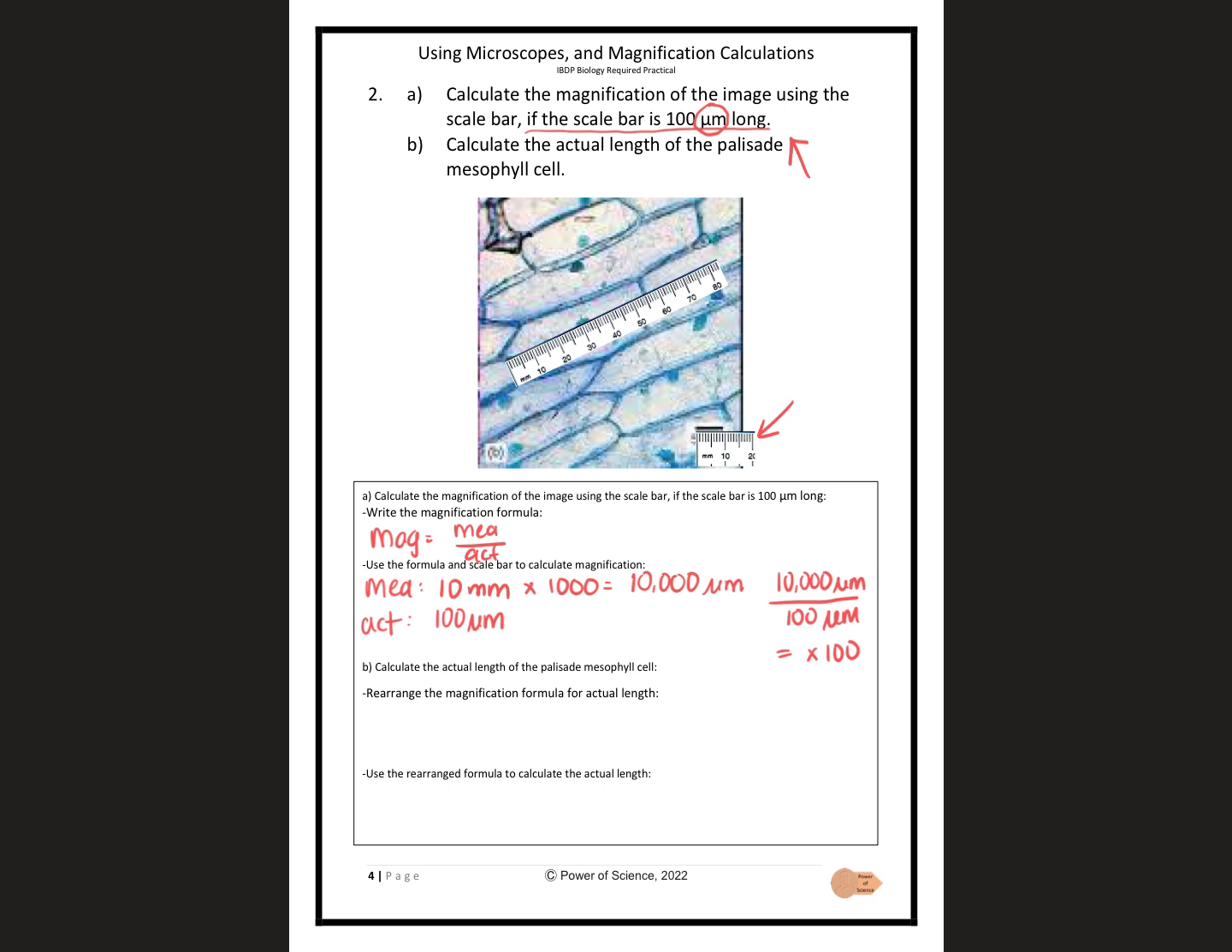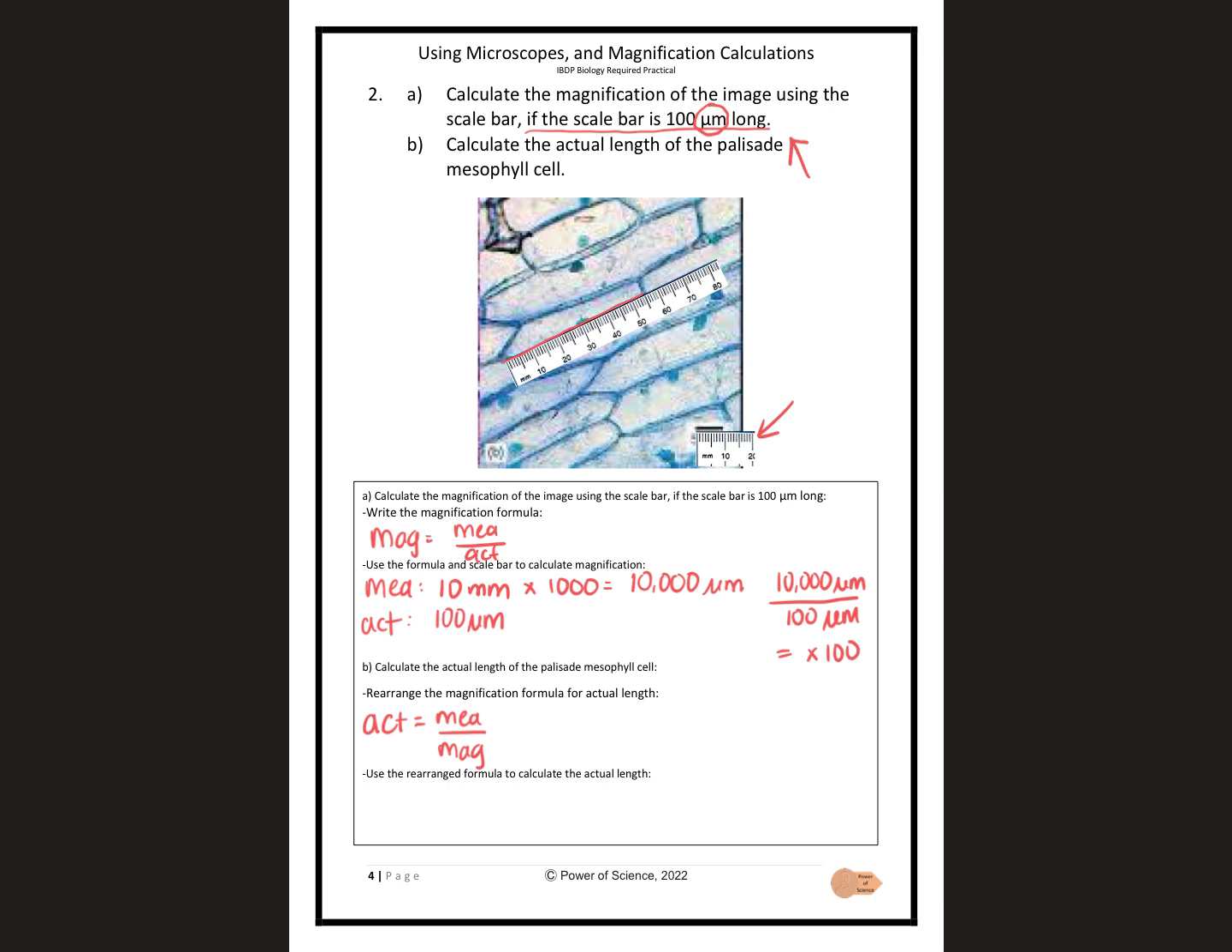Now the next part is that we're going to calculate the actual length. It wants us to rearrange the formula, and again, I'm just going to abbreviate. So actual is equal to measured over magnification. Now we're going to use the measured length of the specimen here and the magnification that we just calculated. You have two options here. If you look at your paper, you'll see that it's roughly 55 millimeters. You can either convert it at the front end, so you can do 55 times 1,000 and then use the micrometers, or you can wait until the very end, divide, and then multiply by 1,000 to get micrometers.